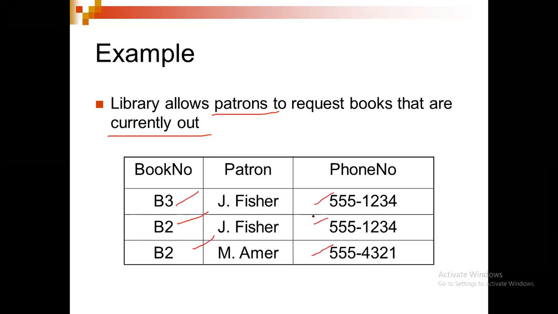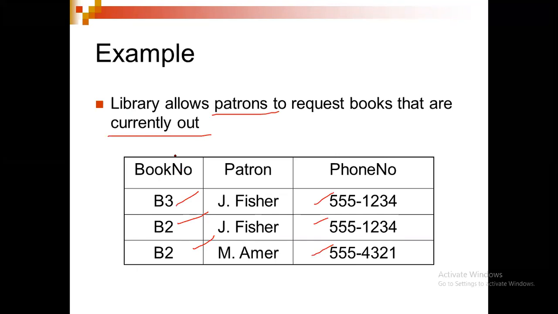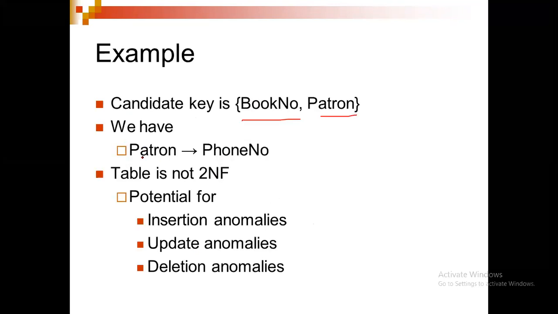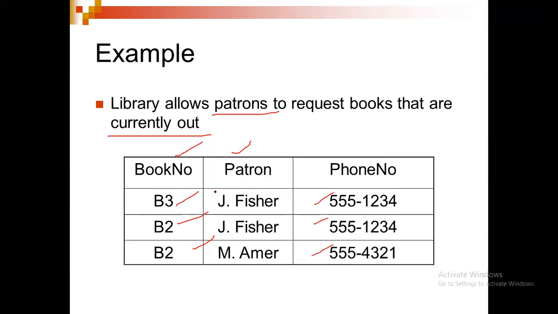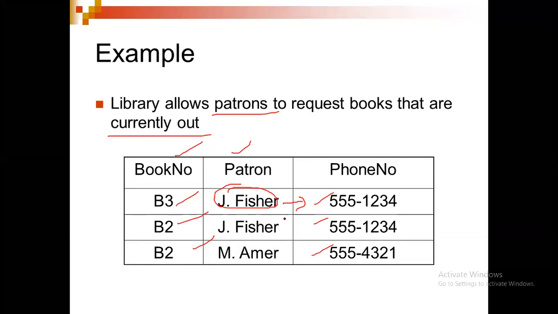So what does it say here? Book number and patron are the candidate key. And patron depends on the phone number. If I want to contact this person, he depends on this particular phone number. Then in the table, it is not in second normal form. It says it's not a second normal form.